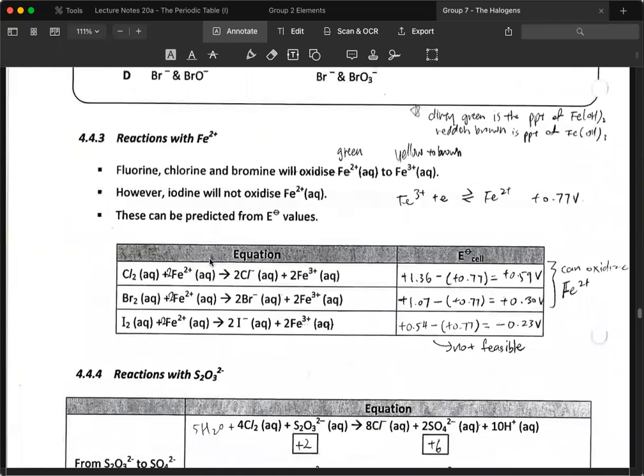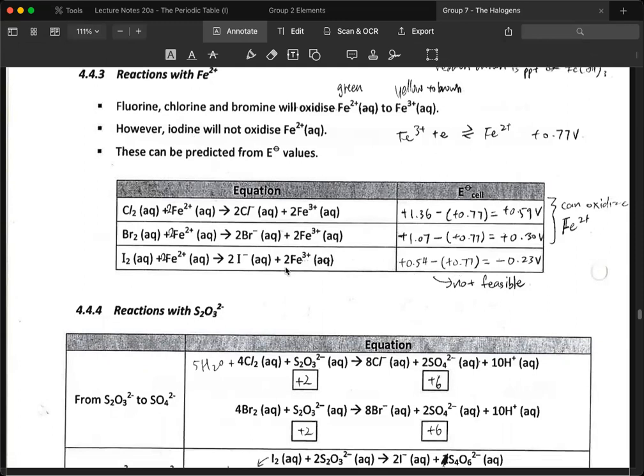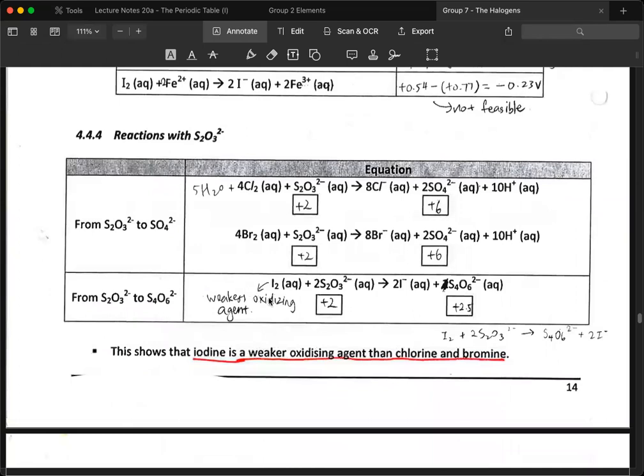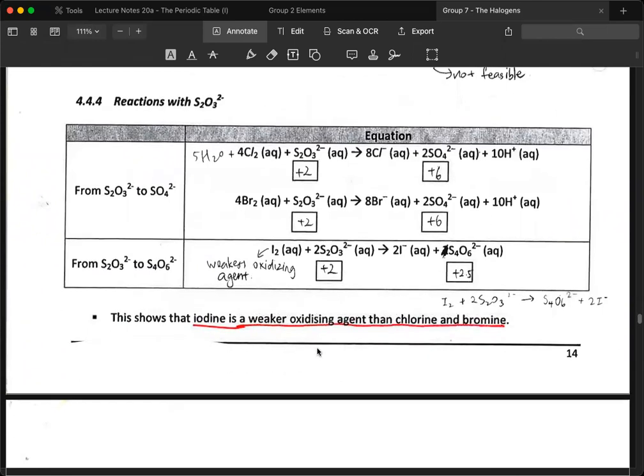For the reaction with Fe2 plus, fluorine, chlorine, and bromine can oxidize Fe2 plus to Fe3 plus, but not iodine, based on the E0 value. So it is not feasible for iodine. As for S2O3 2 minus, thiosulfate can also be oxidized to SO4 2 minus. Iodine cannot do SO4 2 minus, only S4O6 2 minus. So iodine is a weaker oxidizing agent.